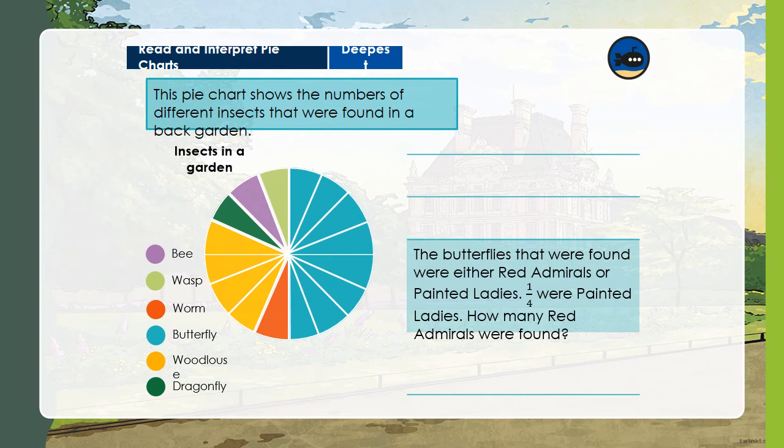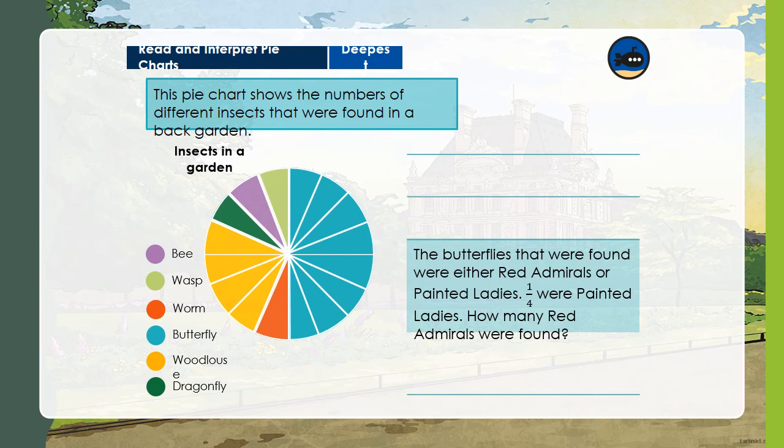I want you to pause the video here and work out how many red admirals were found. Brilliant. Let's go through. So 48 is our new total when we're looking at the butterflies. 1/4 of 48 were painted ladies. What's 1/4 of 48? That's right, we take our 48, we divide it by 4, and we multiply it by 1 to find out exactly how much there was. So 1/4 of 48 is 12. Now we know that 12 of them were painted ladies.